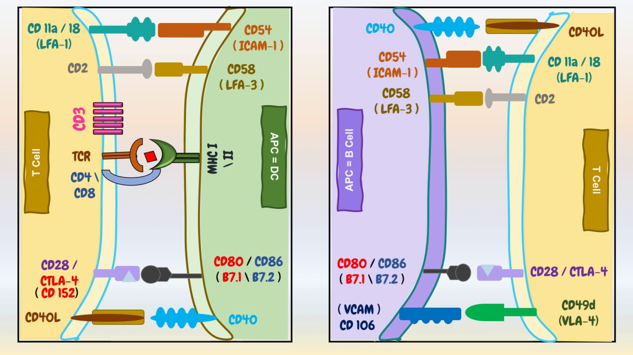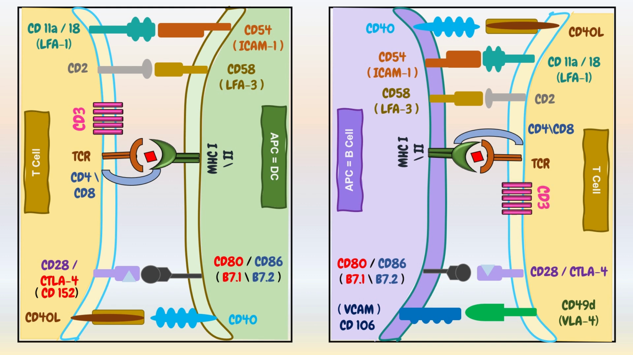The interaction of T cell molecule CD28 with CD80 or CD86 on antigen-presenting cells has a stimulatory effect, whereas interaction of CD152 or cytotoxic T lymphocyte antigen 4 or CTLA4 with CD80 or CD86 has an inhibitory effect. MHC1 or MHC2 binds T cell receptor. CD3 complex is also present in T cell, in addition to other interactions.